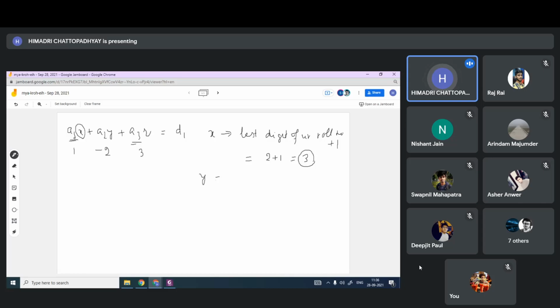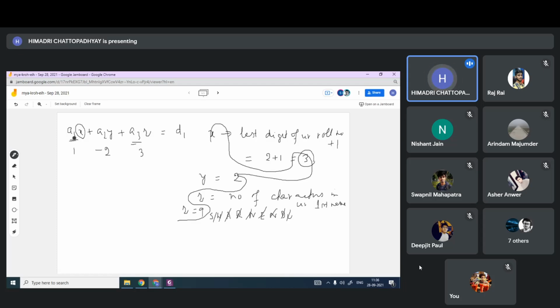Then y is the given value 2. Z is equal to the number of characters in your first name. Say Sarnendu: 1, 2, 3, 4, 5, 6, 7, 8, 9. So for you, Z becomes 9. So you know Z, you know Y, you know X.